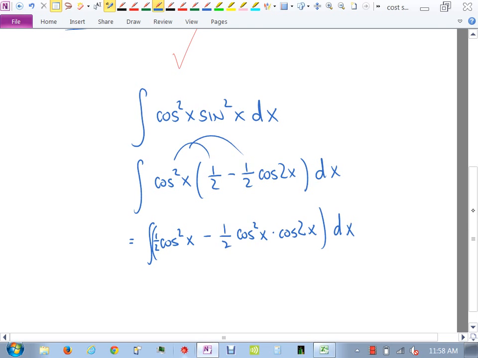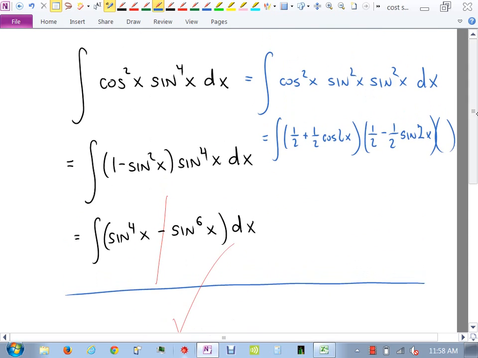All right, so back to this one. We see what you could do there, right? Where's that? I did that again. Thank you. Cosine 2x.